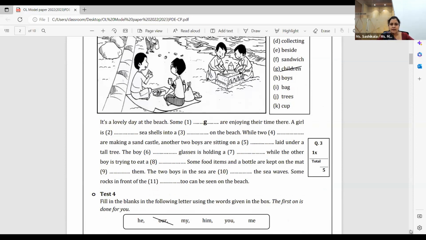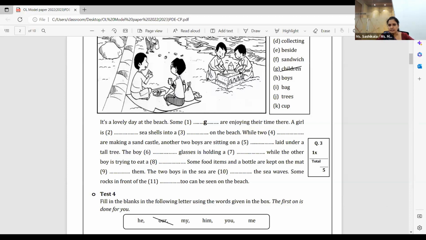Right. It's a lovely day at the beach. Some are enjoying their time there. A girl is blank seashells on the beach, while two are making a sand castle. Another two boys are sitting on a blank laid under a tall tree. The boy blank glasses is holding a blank, while the other boy is trying to eat a blank. Some food items and a bottle are kept on the mat. Blank them. The two boys in the sea are blank the sea waves. Some rocks blank in front of them. Some rocks in front of the two can be seen on the beach.